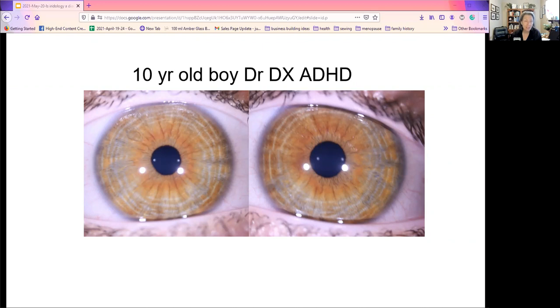What I have noticed in my many decades of practice is that most people who are diagnosed with ADD or ADHD have these rings in their eyes. These rings are called contraction furrows. And many of them also have these lines, which are called radial furrows. So anecdotally, most people who have a diagnosis of ADD or ADHD have contraction furrows. Not all people who have contraction furrows have a diagnosis of ADD or ADHD. So what do these markers suggest to us?